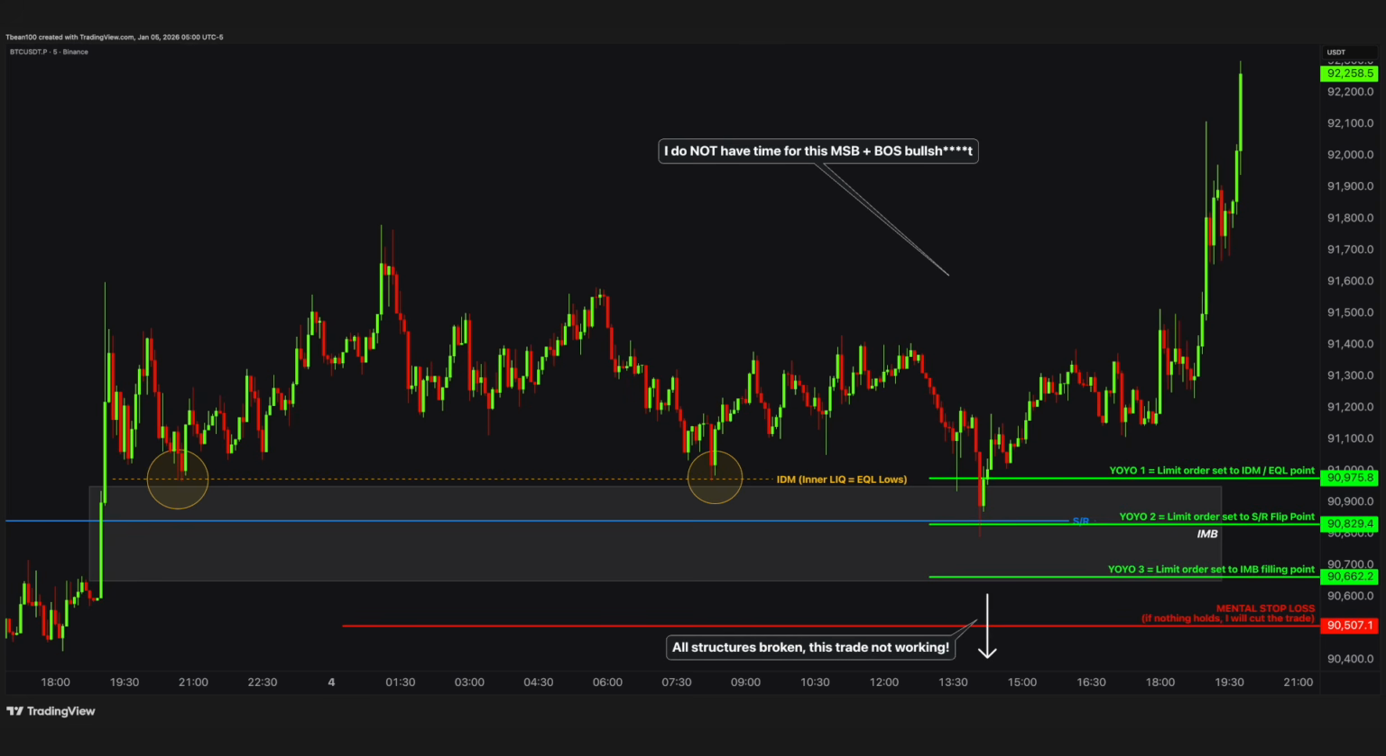For example, if all the structures in this example, bullish structures, are broken and price is not moving in your direction at all, that is your biggest and clearest clue that it is time to cut the trade and walk away.